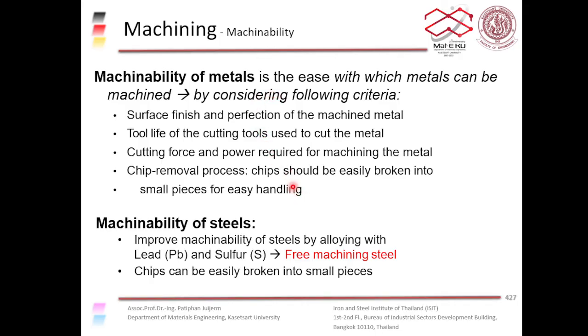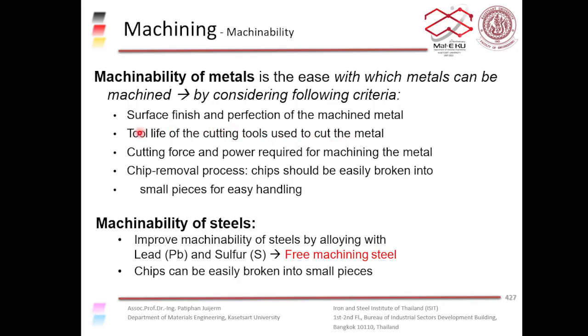Machinability is the ability of a material to be machined easily, right? So the machinability of metals is the ease with which the metals can be machined. So there are some criteria that we have to consider. For example, the surface finish and perfection of the machined metal, right? So if the surface after machining is smooth and really good, a fine finish, then that material can be considered very good, has very high machinability, right?